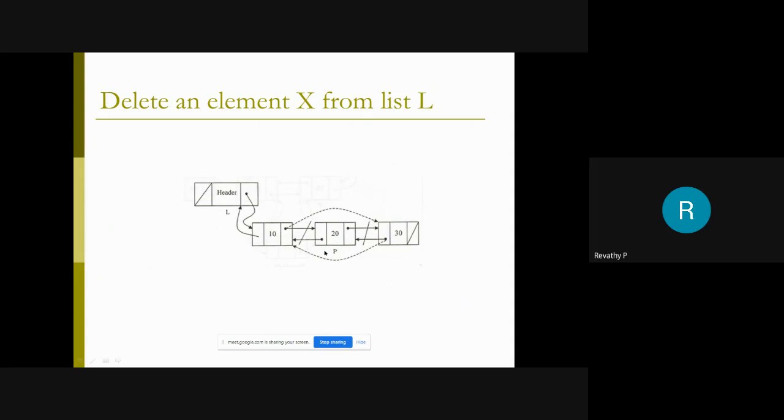If you find the element, that is a normal find operation which is going to return your p. So what I'm trying to do is detach it. Before erasing the space, or making this space free using the free function, so that it can be allocated further, we have to do the link change. So p's backward link's forward link, we are going to change it to p's forward link.